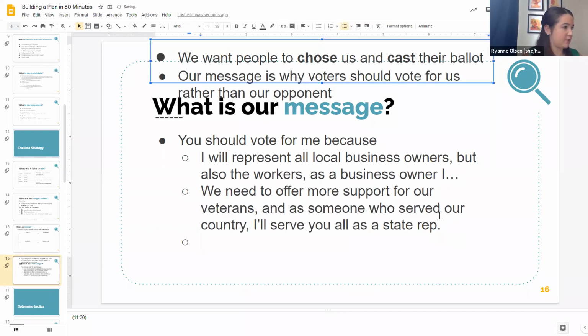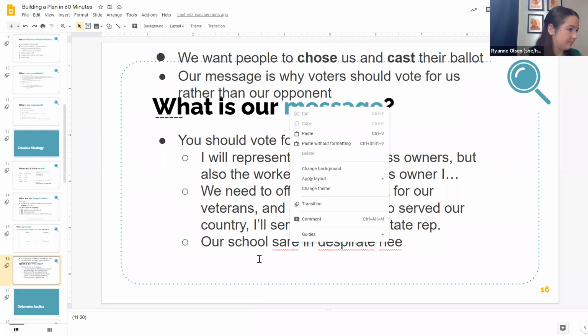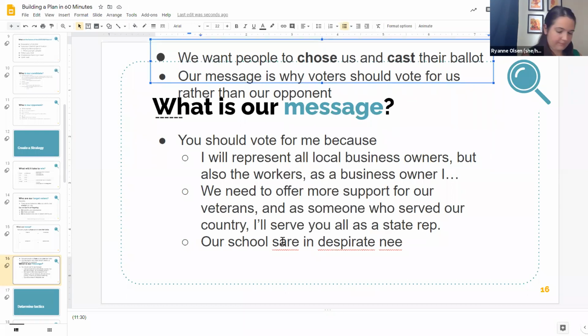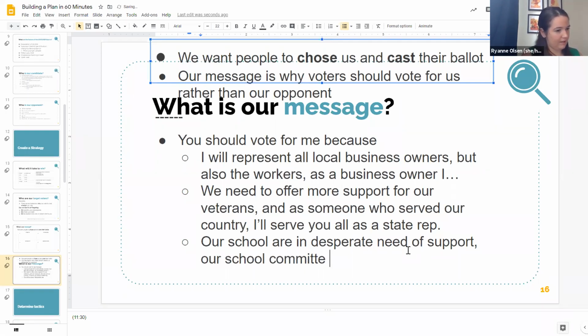Offer more support to professions, and our schools are in support. Our school committee.